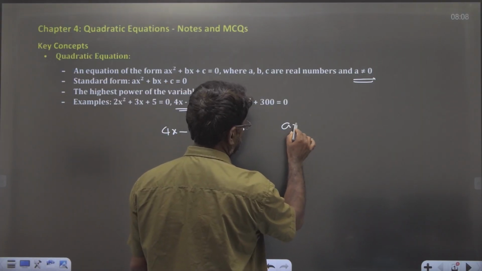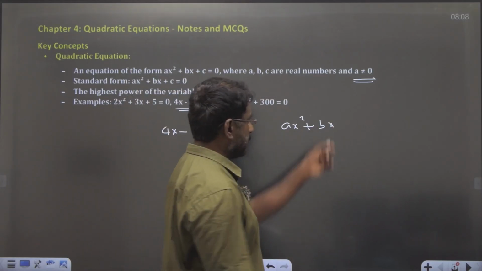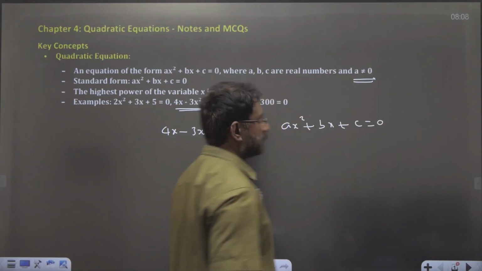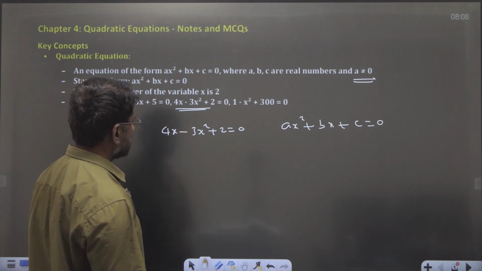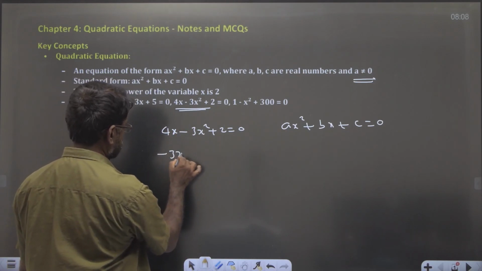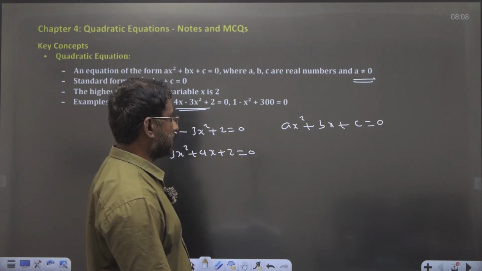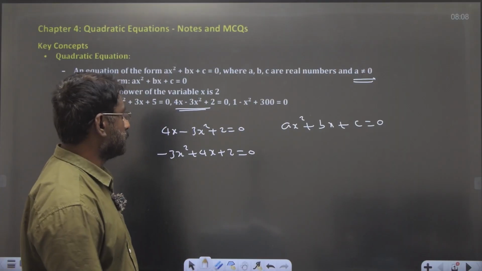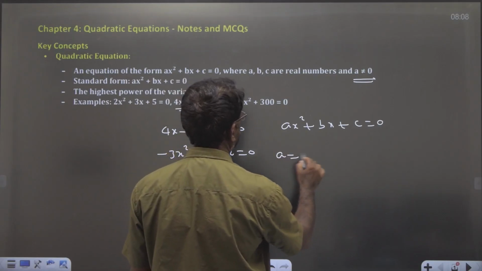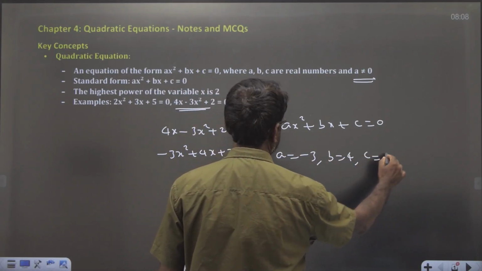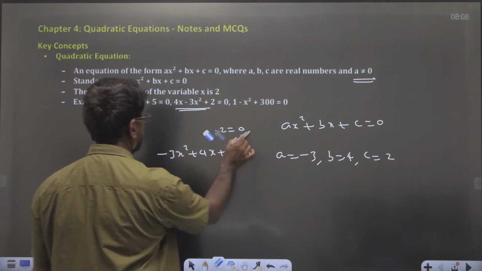That means second degree, that is the first term, plus first degree, that is second term, constant, that is the third term. Here the first degree term is the first term, second degree is second term. So you have to interchange: minus 3x square plus 4x plus 2 equal to 0. Then compare with this. Otherwise, ABC will be wrong. Now we can compare with these two equations, you will get a is equal to minus 3, b is equal to 4, c is equal to 2. We have discussed it.